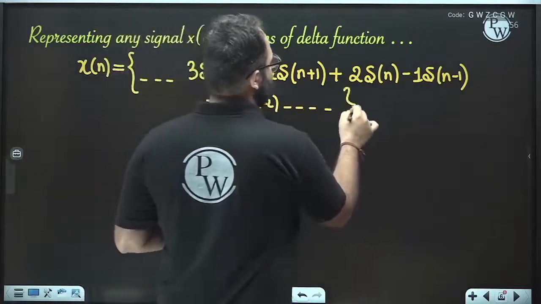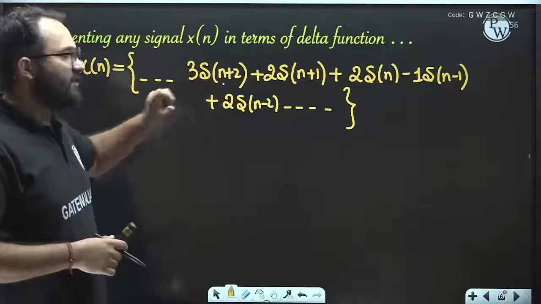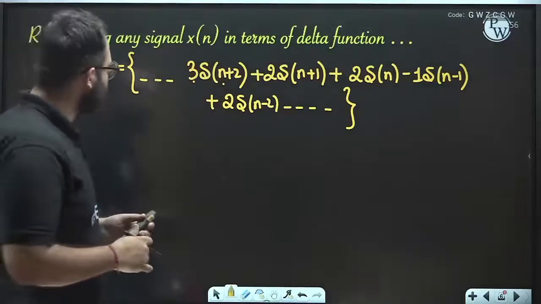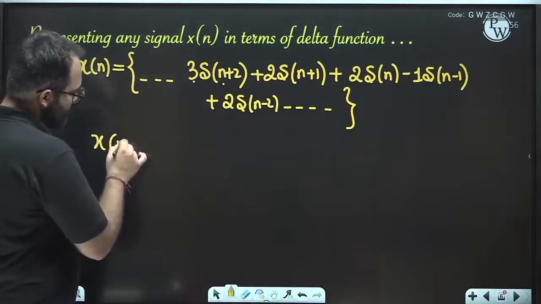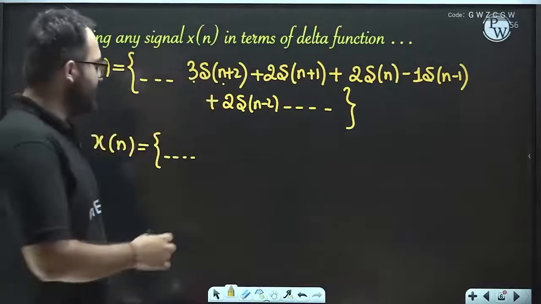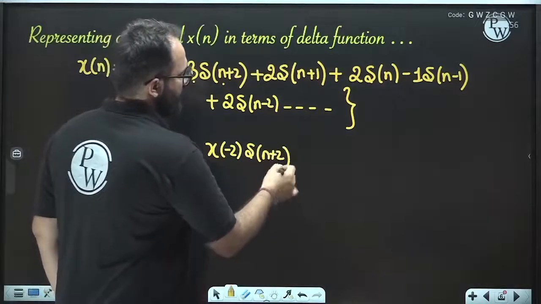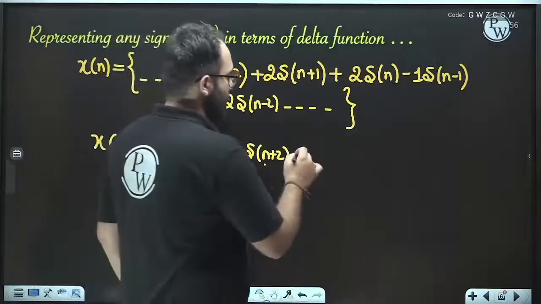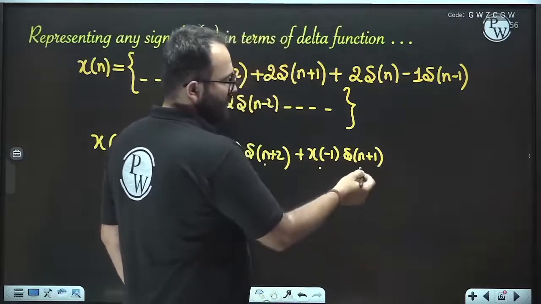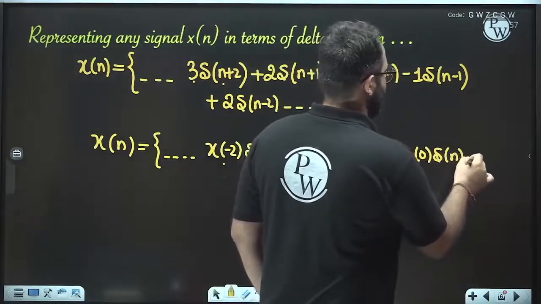Here we can see a very important result: the delta shows the location and the multiplication factor shows the value at that particular location. So we can write it as x[-2] delta[n+2], value and location, plus x[-1] delta[n+1], value and location, plus x[0] delta[n], and so on.